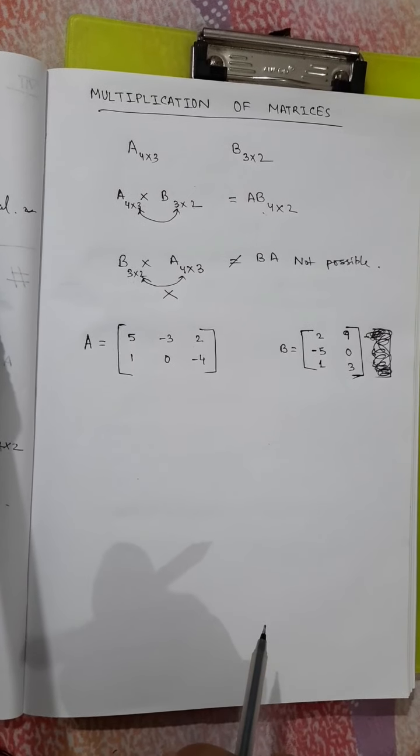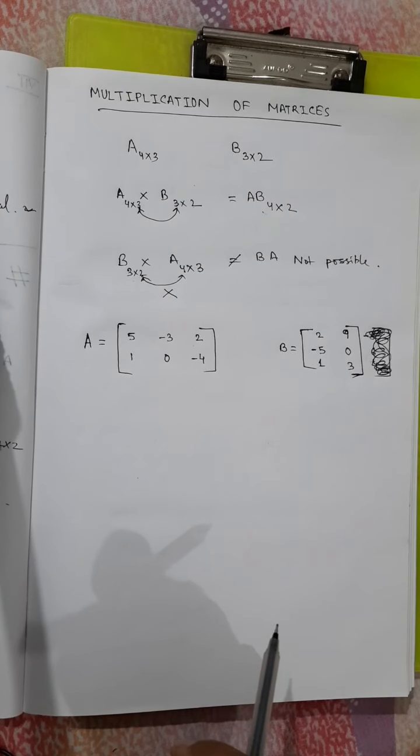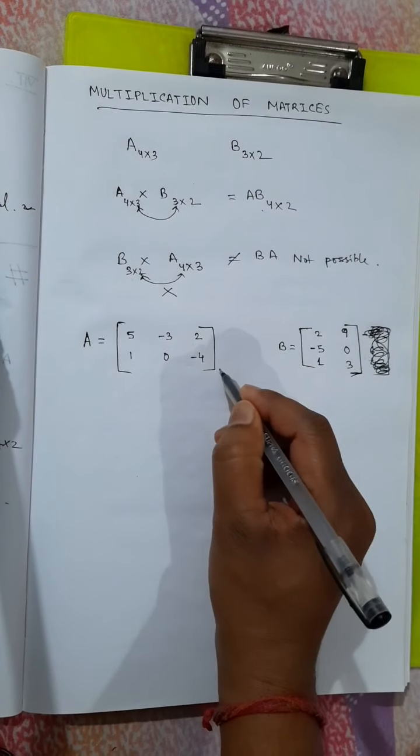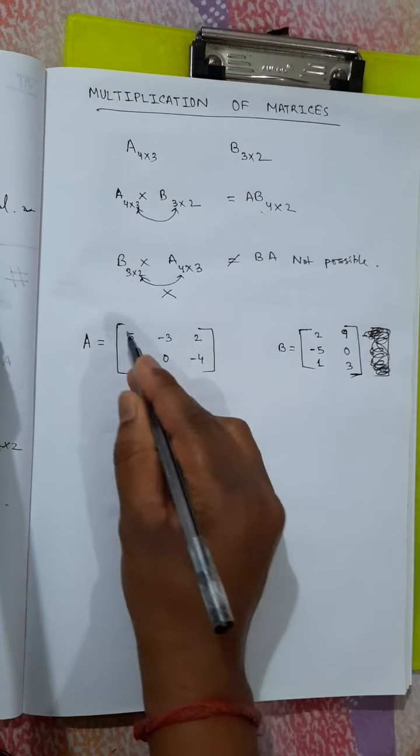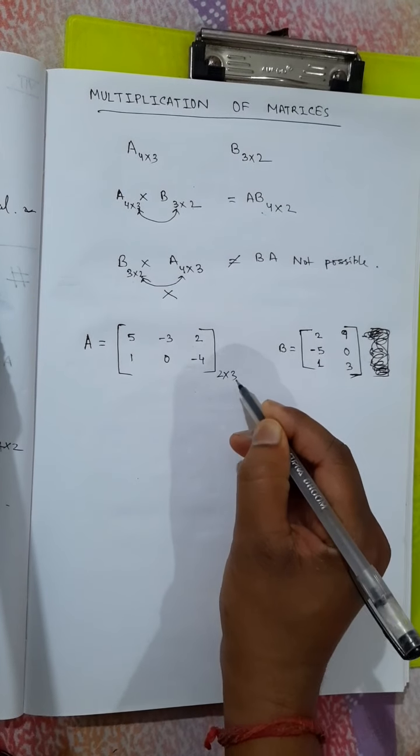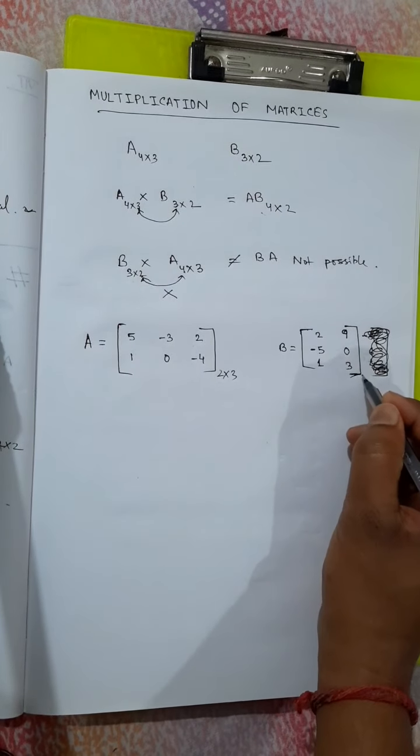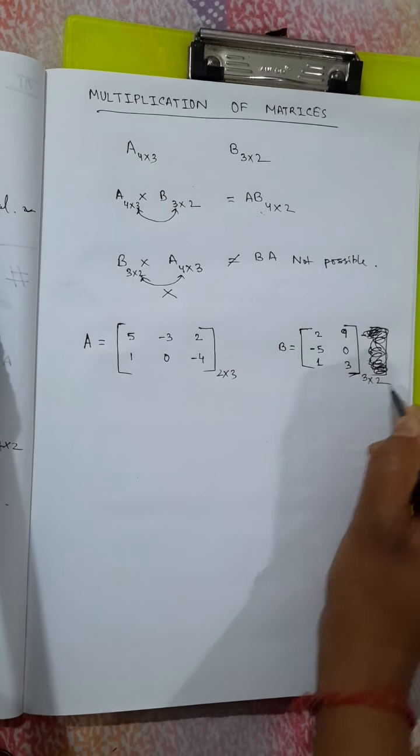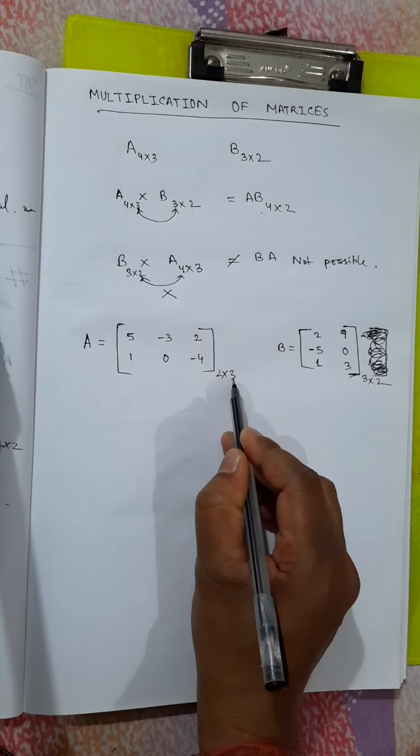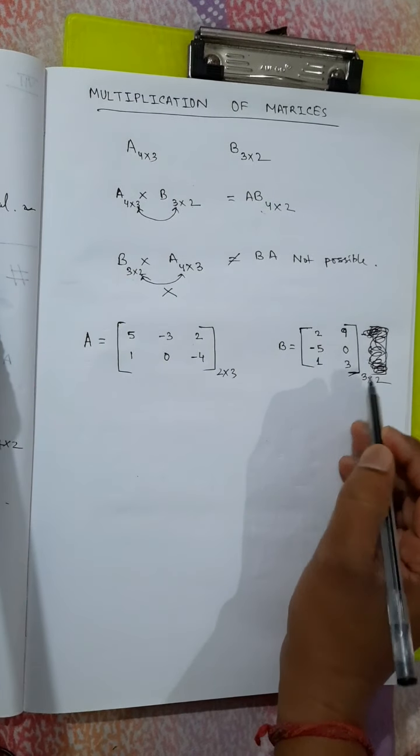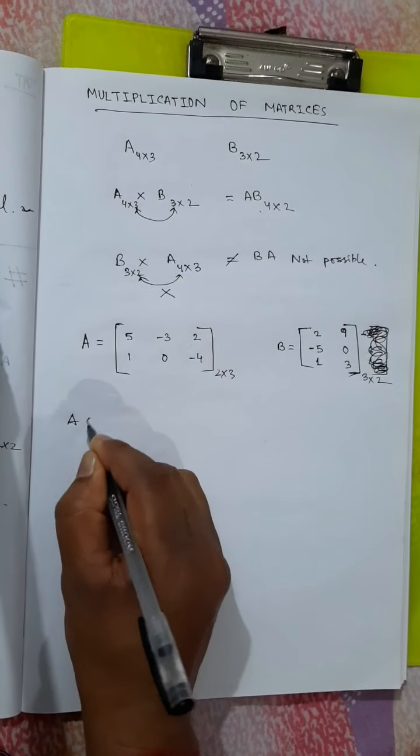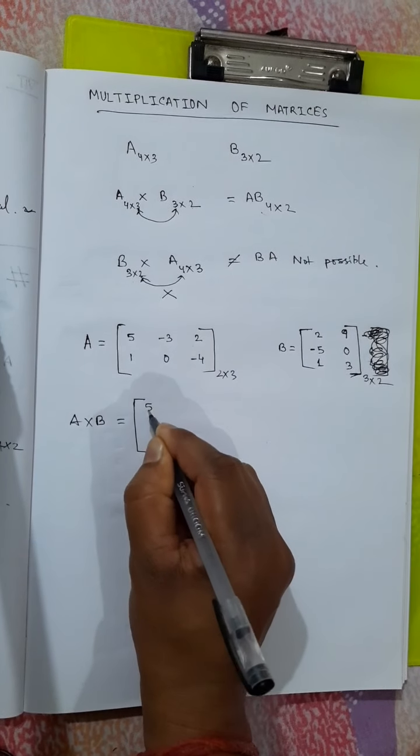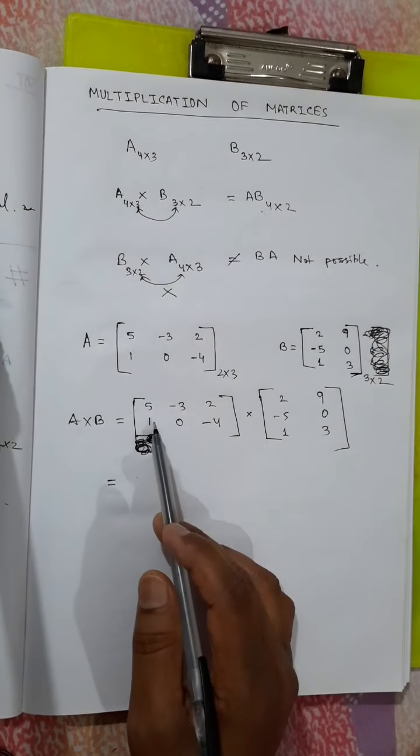Now I am going to explain how to multiply two matrices. For that I have taken an example. Suppose this is the A matrix, the values are given, and it is of order 2 by 3, and this is of order 3 by 2. Since the number of columns of the first is equal to the number of rows of the second, the multiplication is possible. Now let's multiply A into B.